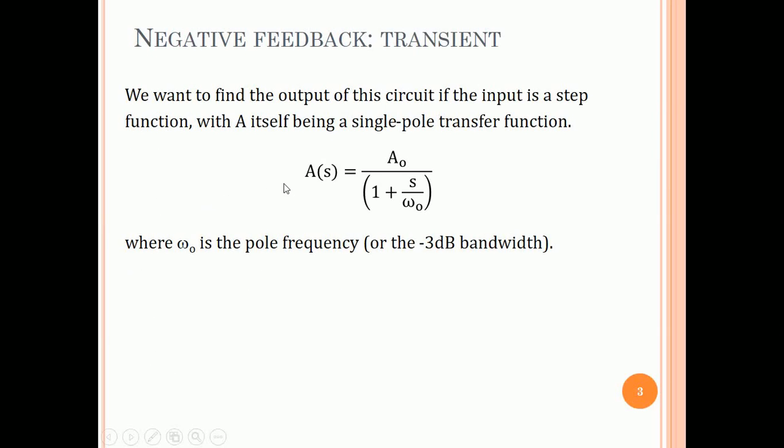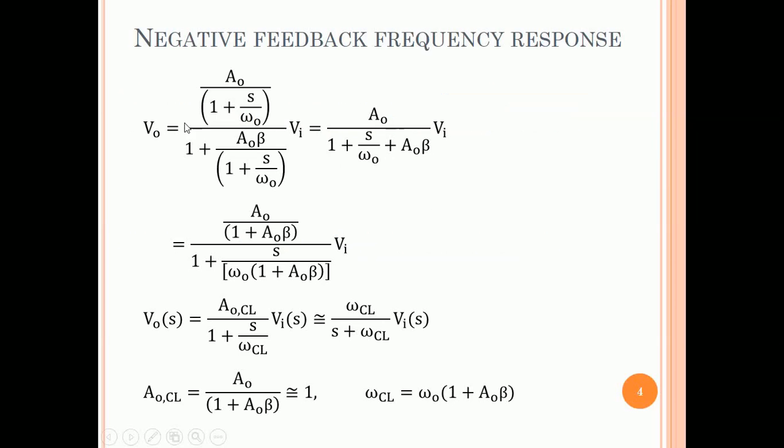So let us consider A to be a single pole transfer function and then substitute this to find the closed loop gain. Here omega 0 is the single pole frequency, and as you know, this is also the minus 3 dB bandwidth of the amplifier. So VO over VI is A over 1 plus A beta, where A is A0 over 1 plus S over omega 0. Then we multiply and divide by 1 plus S by omega 0, so we get A0 in the numerator, and 1 plus S by omega 0 plus A0 beta in the denominator.